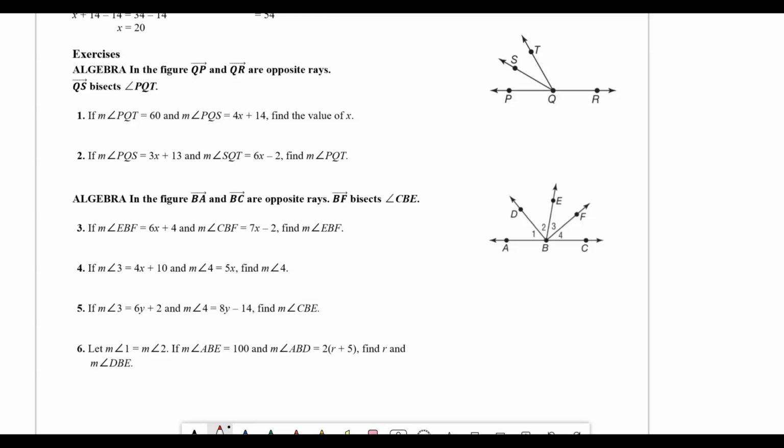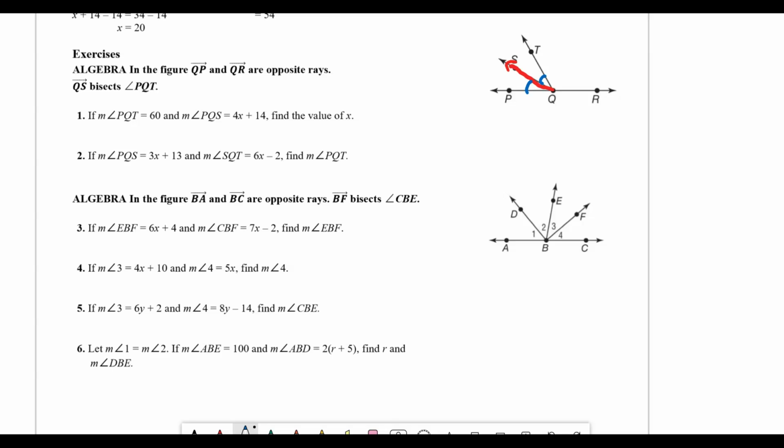So in the figure, we have QP and QR. They're opposite rays. So QP, QR, so that makes a straight line. QS bisects angle PQR. So what I want to do over here is this QS ray, they're telling me that it bisects this angle. So what that means is that it breaks this angle into two equal angles. Okay, they're equal to each other.